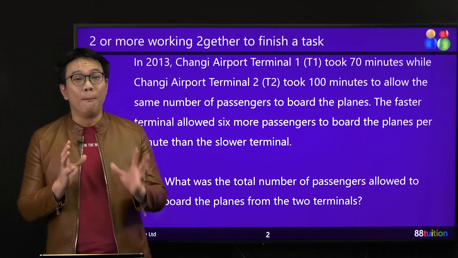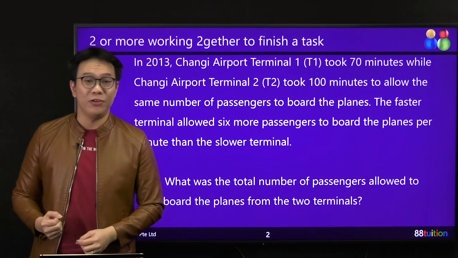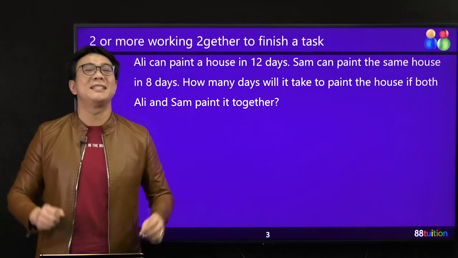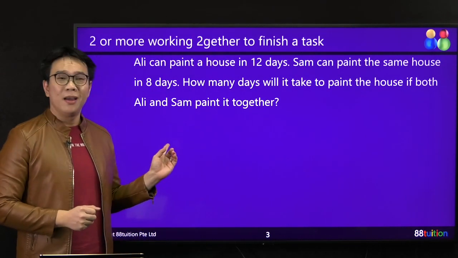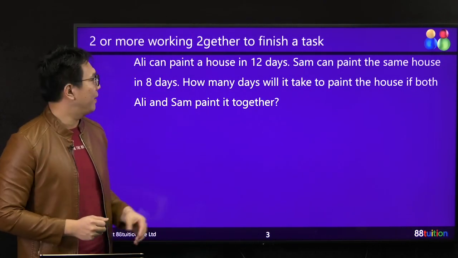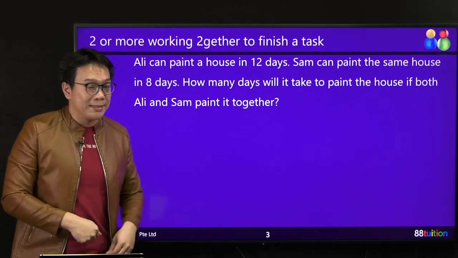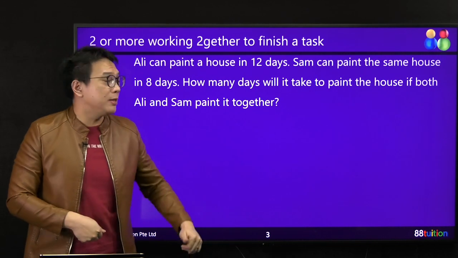All right. 2 or more working together to finish a task. And this type of question, maybe let me do a simple example with you first. Have you seen this before? Yeah? All right. What do you have? Ali can paint a house in 12 days. Sam can paint the same house in 8 days.